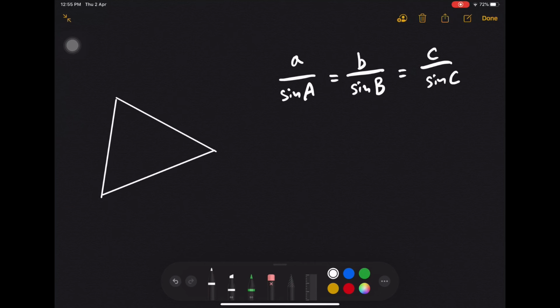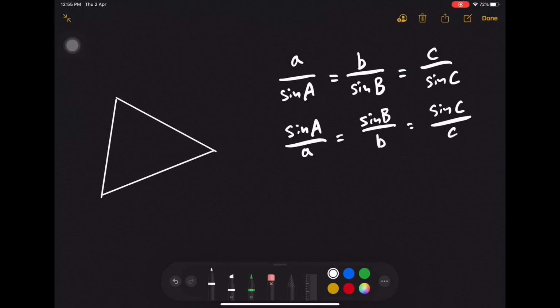It doesn't really matter if the length is on the top or at the bottom. You can also have sine A over a equal to sine B over b equal to sine C over c. Alright, you see I made a mistake here. It's supposed to be a small letter b over sine B. Take note the c is hard to see. This is supposed to be my small letter c.